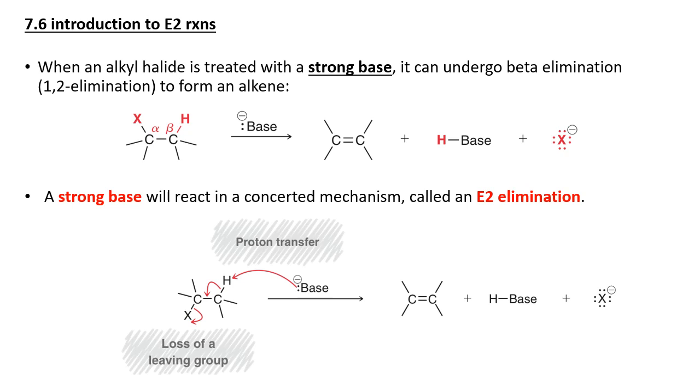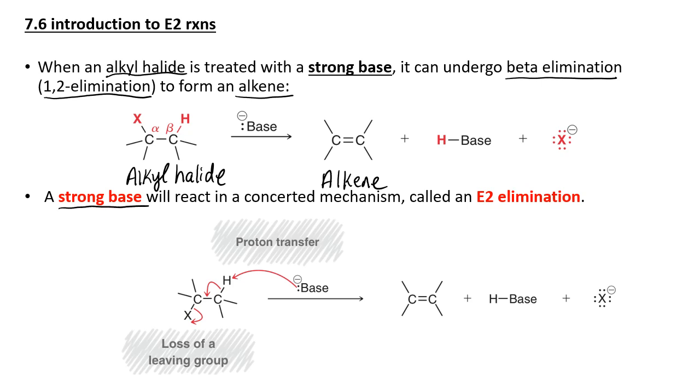study. So, alkyl halides being our substrate can be treated with a strong base to undergo elimination reactions in addition to substitution reactions. We call this a beta elimination or 1,2 elimination to form alkenes. So you have your alkyl halide, which can be treated with a base that undergoes the elimination to form the alkene. The strong base will react in a concerted mechanism to give the E2 elimination.